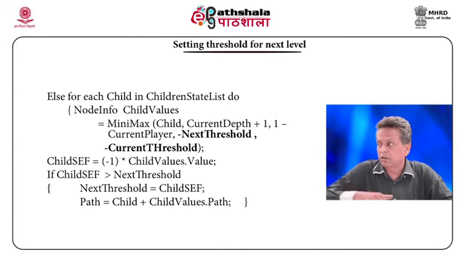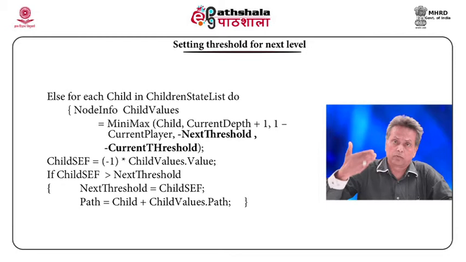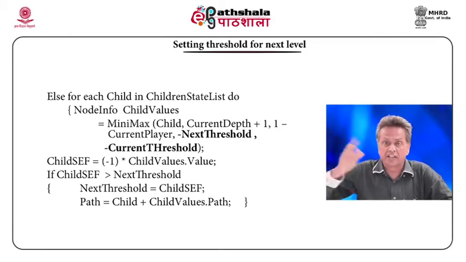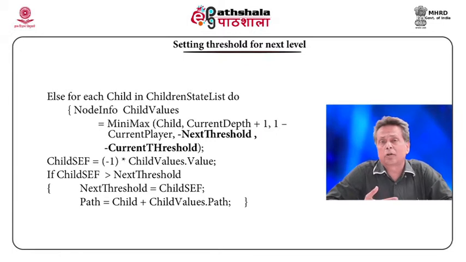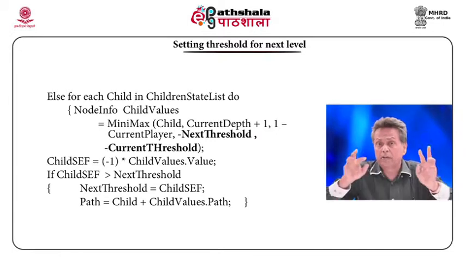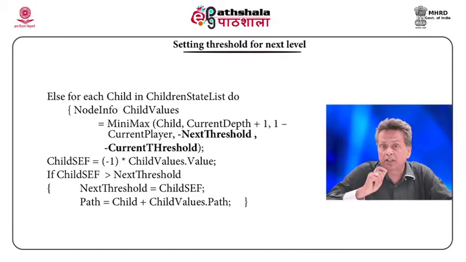But then there are two important differences. Again, we are adding depth by 1, we are changing the player, but you can see that the positions of current and next threshold are exchanged and the values are negated. Let me repeat why we are doing it.